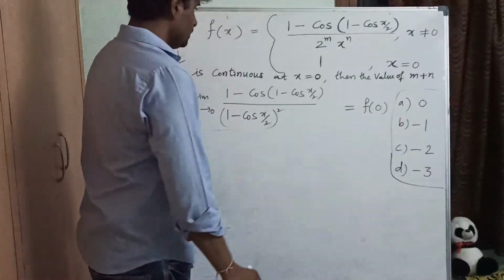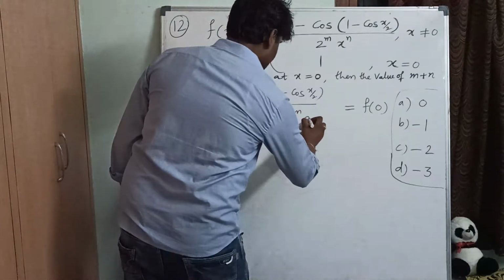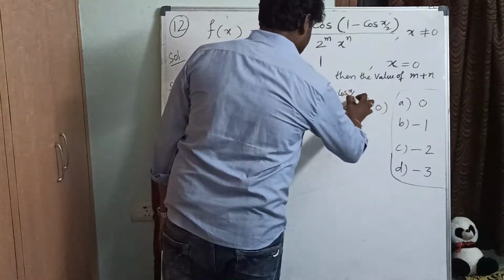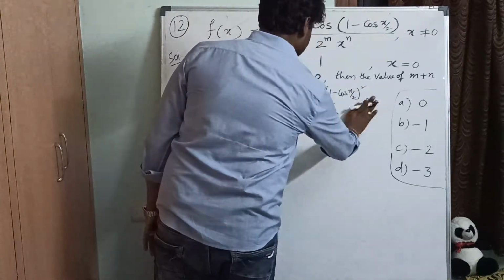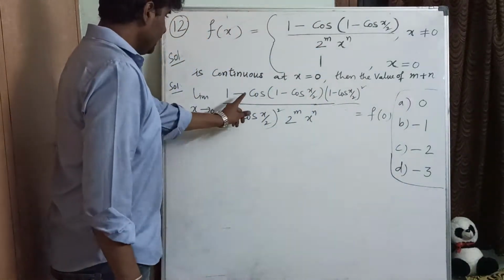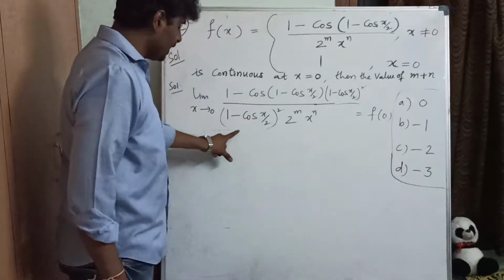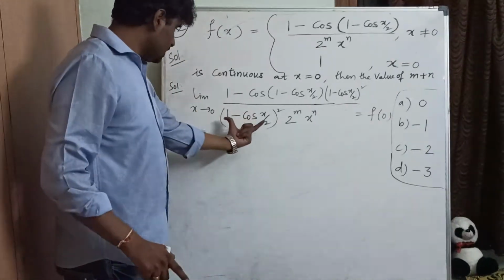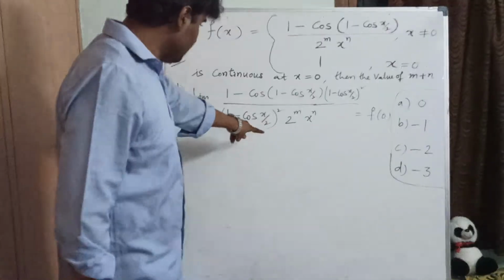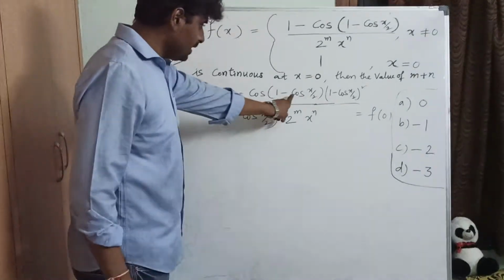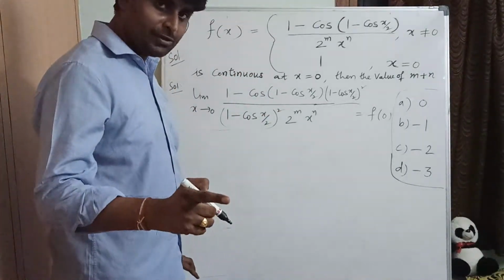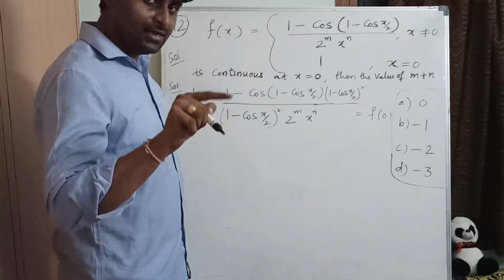Correct? So here also, 2 power m, x power n. Here also I can write ((1 minus cos x)/2) whole squared. Clear? Now, 1 minus cos of this thing by this thing squared will become 1/2, because this also tends to 0. Because cos 0 is 1, and 1 minus 1 is 0. So (1 minus cos x)/2 tends to 0, everywhere, and here also. Then that comes under that previous formula.